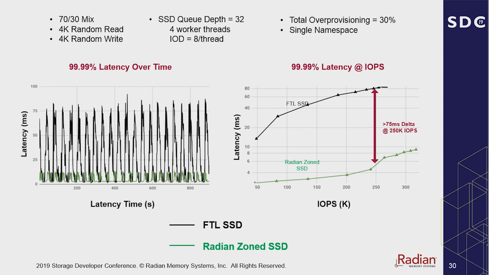Note that the Y scale is logarithmic, which kind of hides how dramatic the differences are. In fact, the 4.9 latency variation for the Zoned Flash SSD is only 3 milliseconds at 200K IOPS and 5 milliseconds at 250K IOPS. But for the FTL SSD, that 4.9 latency grows from 65 milliseconds to 80 milliseconds over the same IOPS range due to the log-on-log effect.